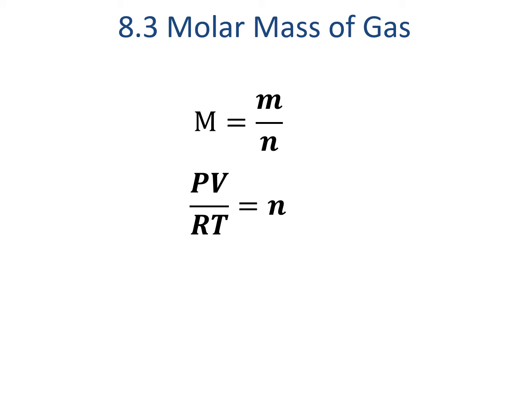If we substitute PV over RT for n in our original molecular weight equation, our equation for molar mass becomes mass times RT over PV. So if we measure temperature, mass, pressure, and volume, we can easily find molecular weight.